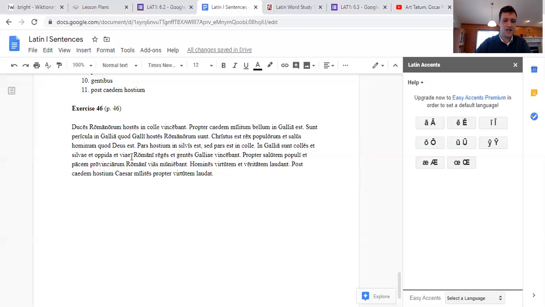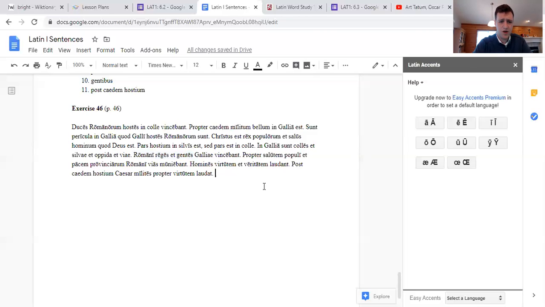Romani reges et gentes Galliae vincebant. The Romans were conquering the kings and the tribes of Gaul. Okay, a little tough. We're going to take Romani as our nominative plural subject, and then reges et gentes can both be accusative plural, third declension, direct objects. The Romans were conquering the kings and tribes of Gaul, something like that.